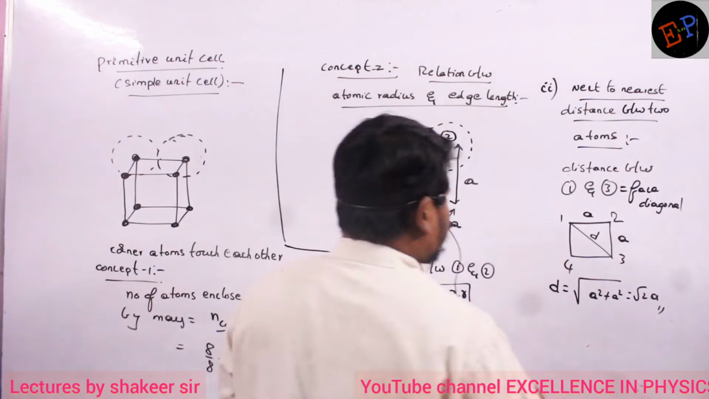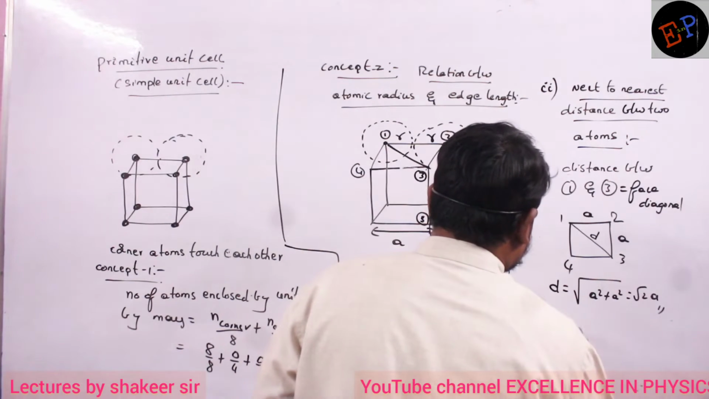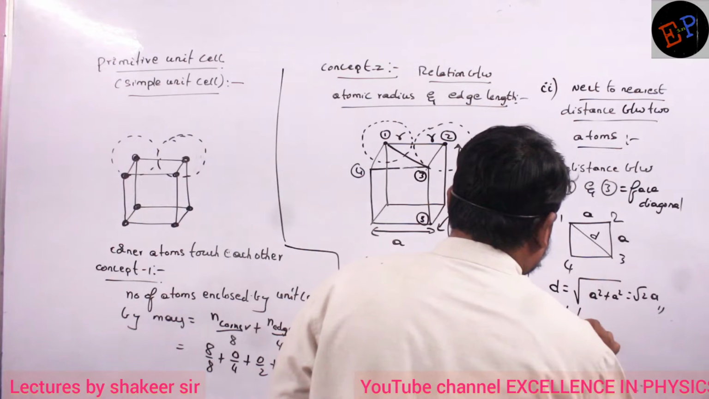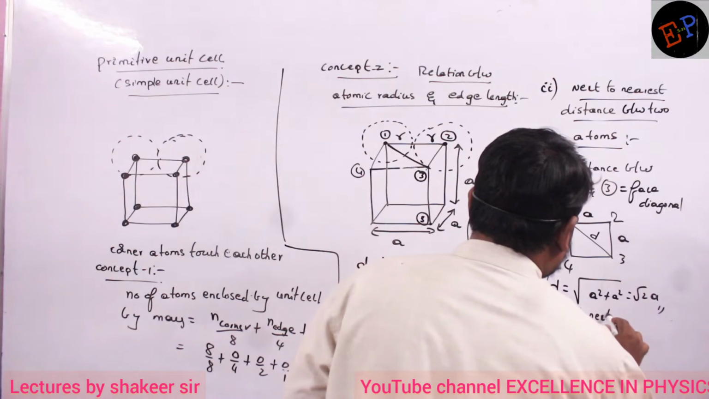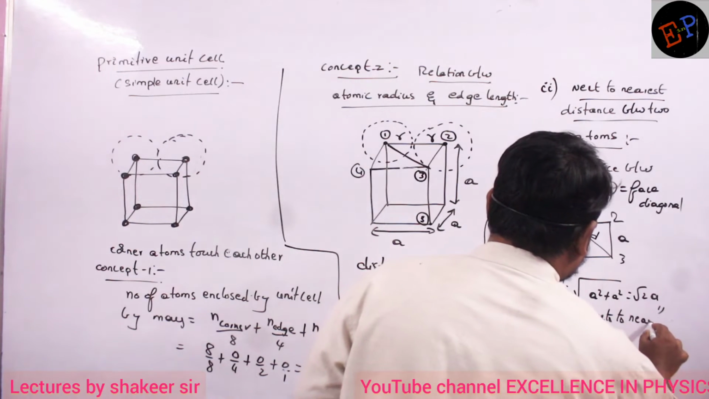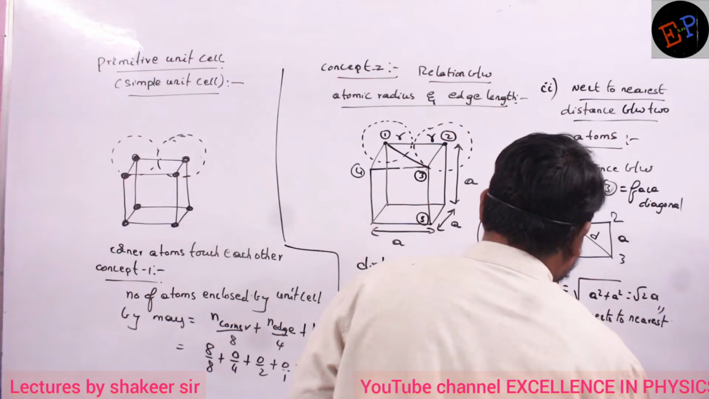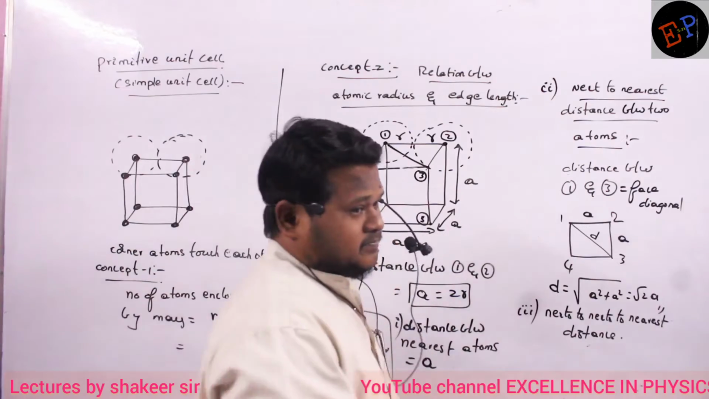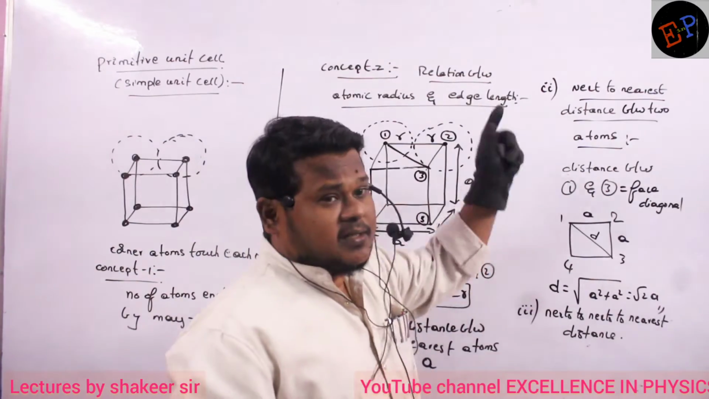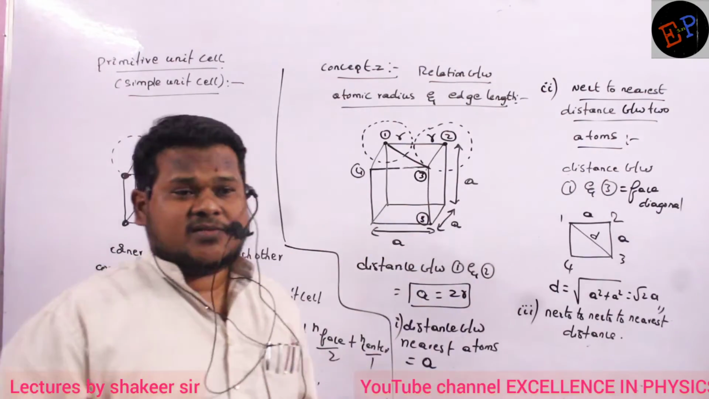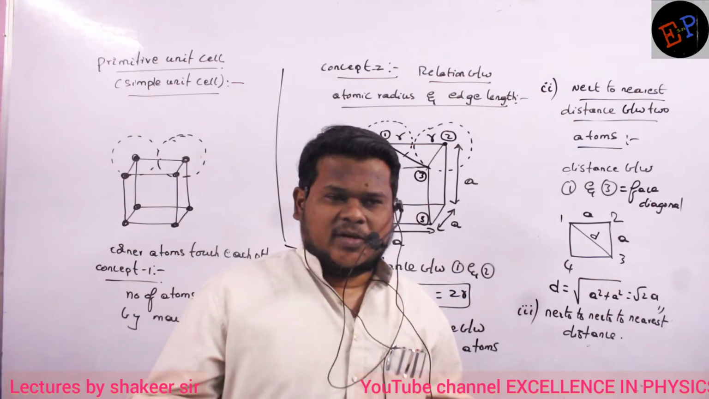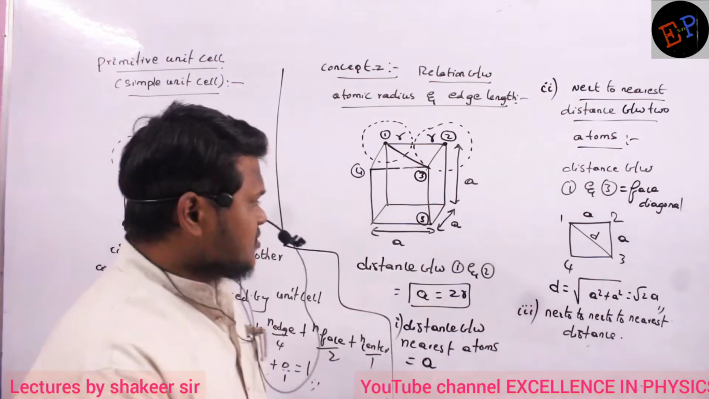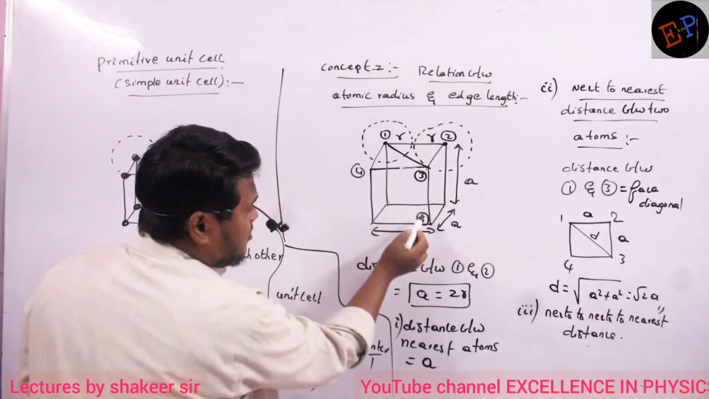Okay. Third point. Third point is next to nearest distance. Now can you say what is this one? It should be slightly greater than this. The distance which is slightly greater than next to nearest. And what is that one? That is definitely the body diagonal. Are you able to understand? So, or I can say distance between 1 and 5.